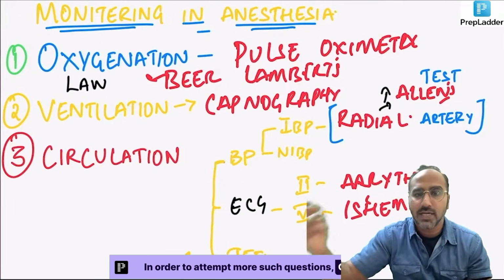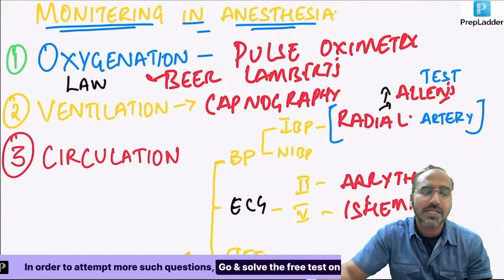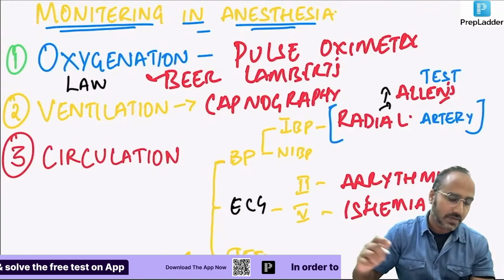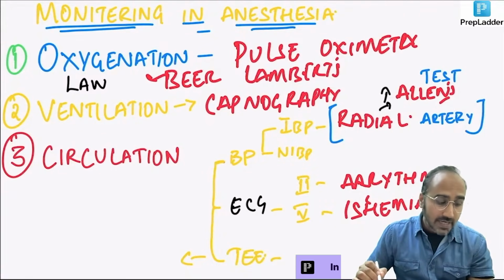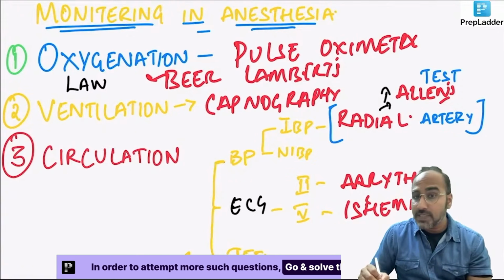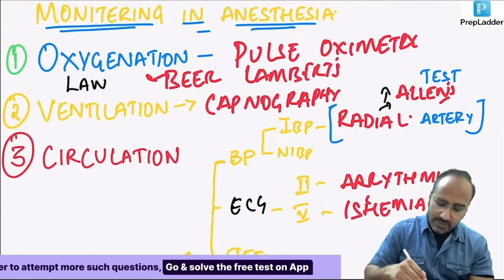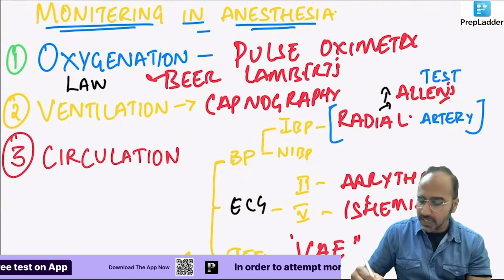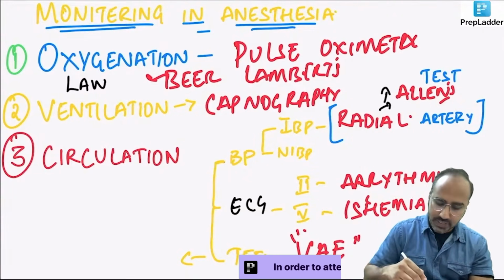By BIS monitoring. You just keep some EEG electrodes and you monitor the sum of EEGs. Okay. Lead 5, not lead 4. Lead 5 is for ischemias. And TEE, transesophageal echocardiography, is a sophisticated monitoring. Normally, this is used for venous air embolism. Okay, venous air embolism, you can use it.